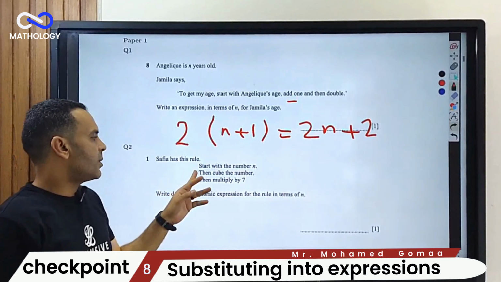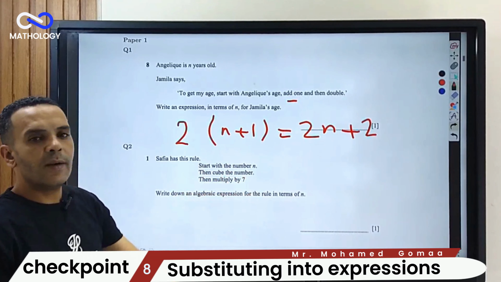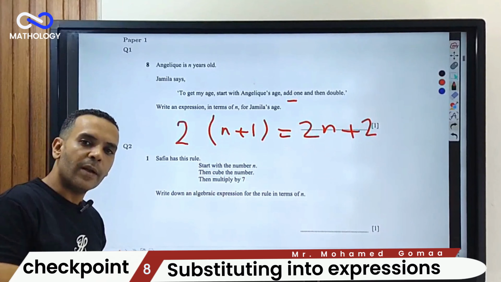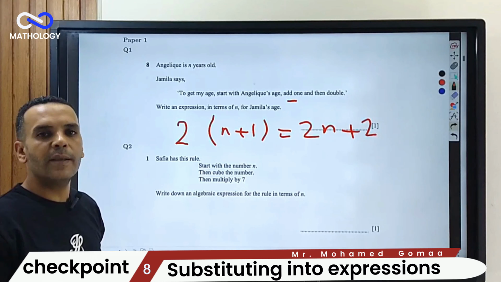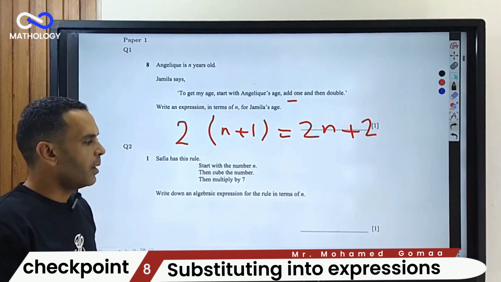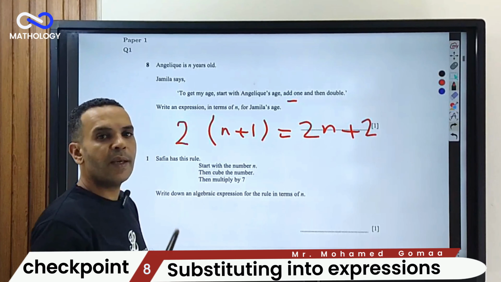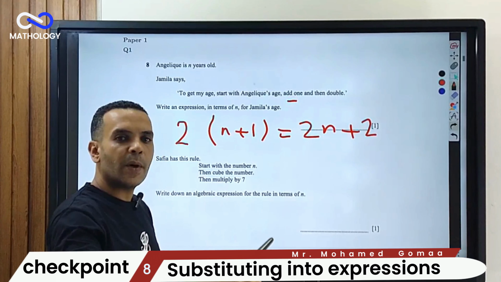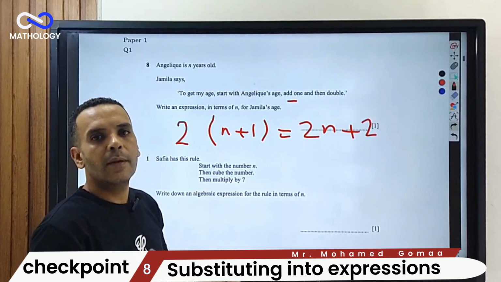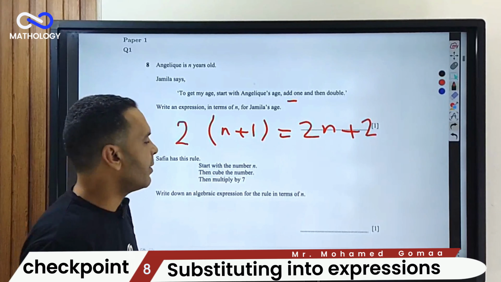Sophia has this rule. Start with the number n. Then cube the number. What is the meaning of cube the number? Cube means put power 3. Raise the number to the power of 3. And square means put power 2. Raise the number to the power of 2. Square means power 2 and cube means power 3.